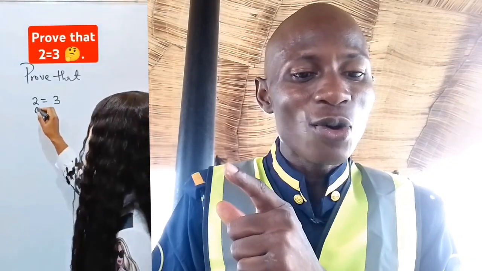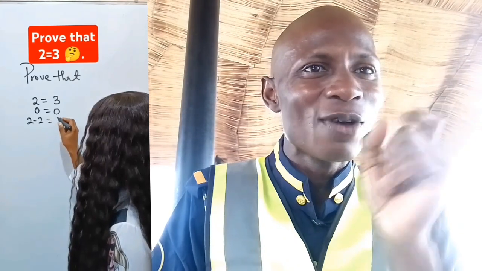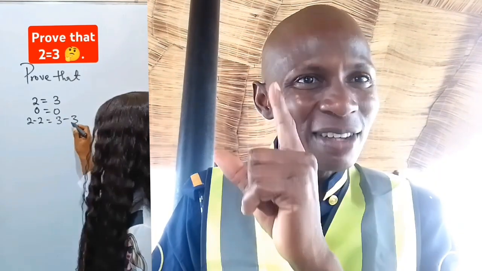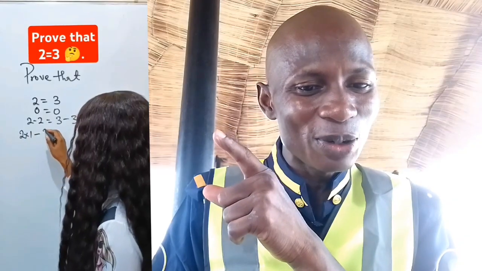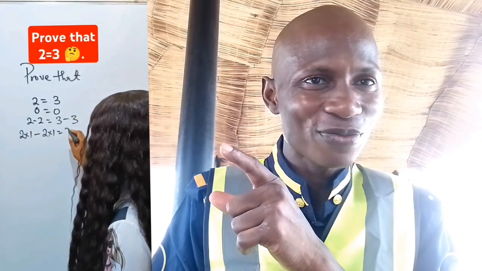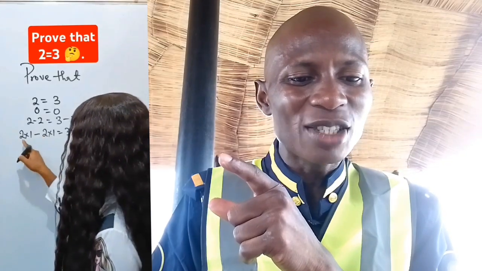Now, you all know that 0 is equal to 0. I can express 0 as 2 minus 2, while the other is 3 minus 3, right? Now, I can write 2 as 2 times 1 minus 2 times 1. The same thing here, 3 times 1 minus 3 times 1. Now, let's factorize 2 from here.